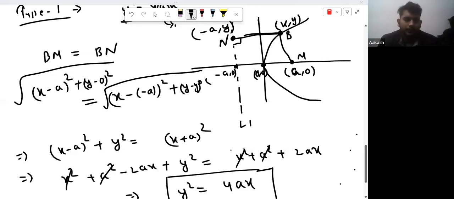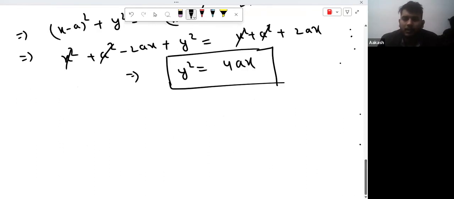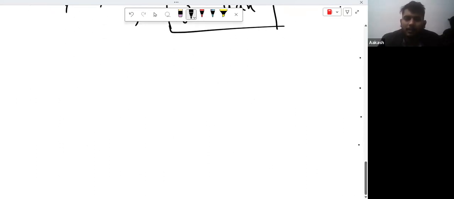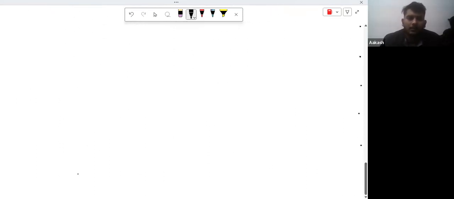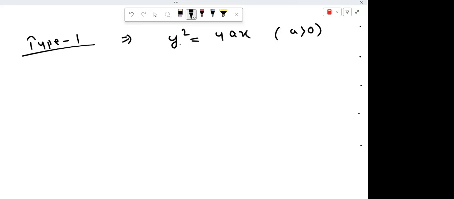All right. So this is just to explain. You do not need to remember the derivation. All we need to remember is what I'm going to tell you now: how to get information if any equation is given. So write down type 1. I'll write down all the data here. If the equation looks like this, y square equals 4ax, and a is obviously positive.